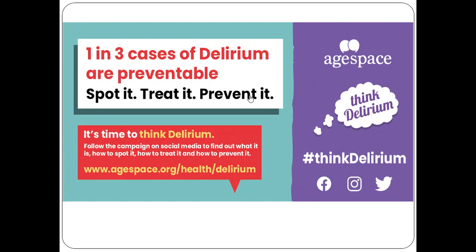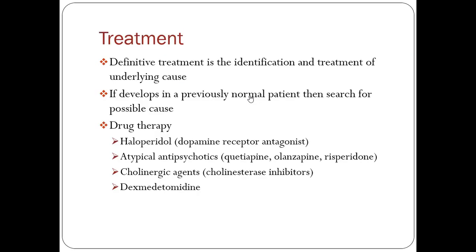So 1 in 3 cases of delirium are preventable: spotted, treated and prevented. Treatment is more difficult, as prevention is easier. Treatment is identifying and treating the underlying cause. You have to find out why the patient is delirious. Is it metabolic acidosis or is it hyponatremia? If it develops in a previously normal patient, then search for the possible cause.